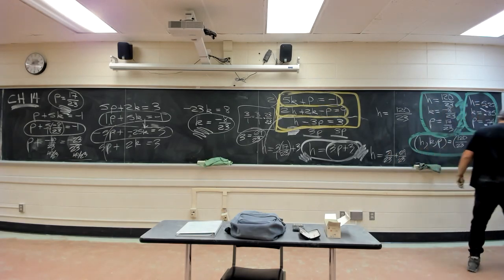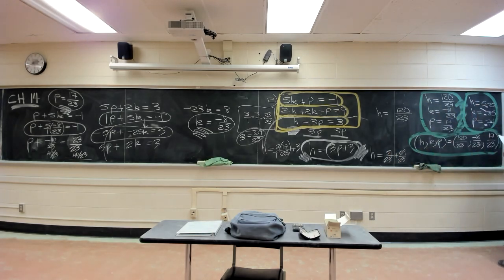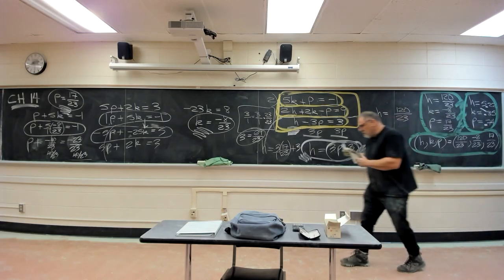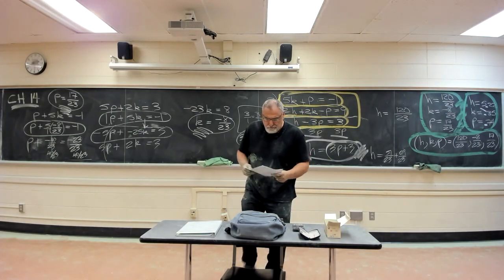Let's see what we got here. When you're rounding to the nearest hundredth, you get h equals 5.22, k equals negative 0.35, p equals 0.74. So, not bad. Absolutely.